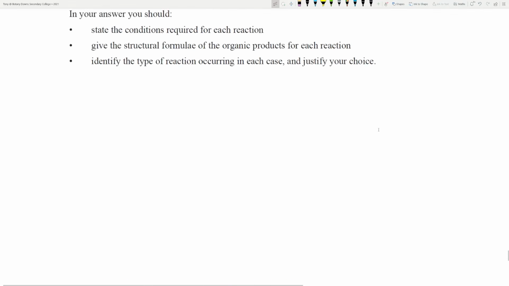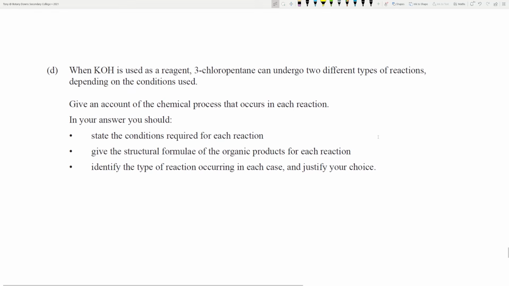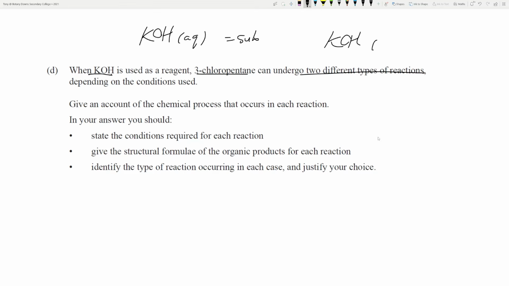I think this is the last question. Yes, last question. Right, lucky last. So we've got KOH. This is one of the popular questions. Chloropentane can undergo two different types of reaction. So just remember, KOH-aq is substitution, and KOH-alc is elimination.